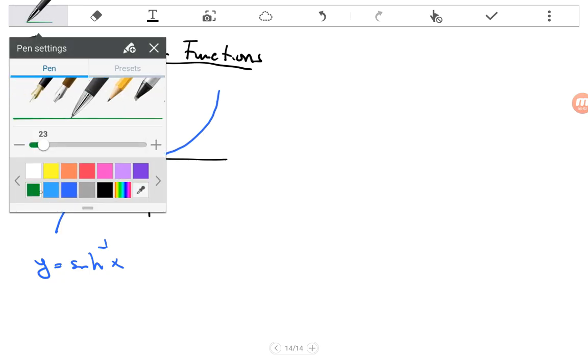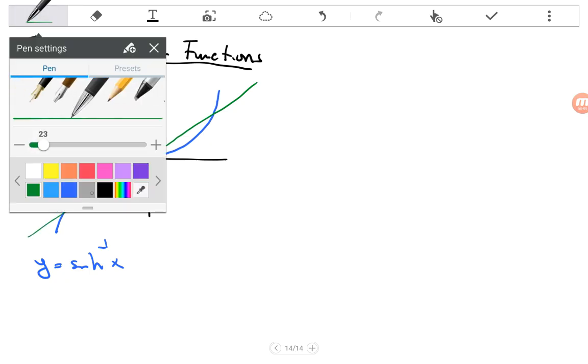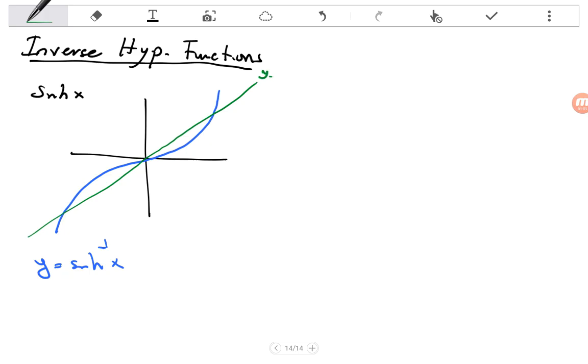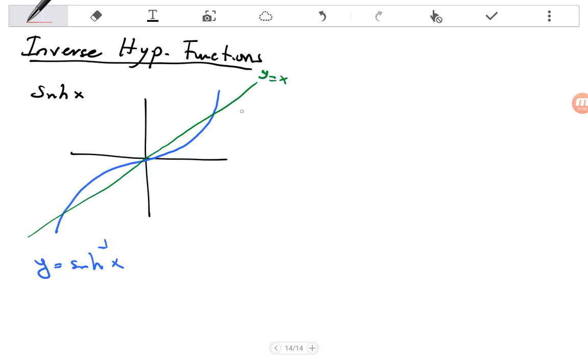What is the graph of that inverse function? I just make a reflection about the y equals x line. So that red curve is just the sinh inverse x.